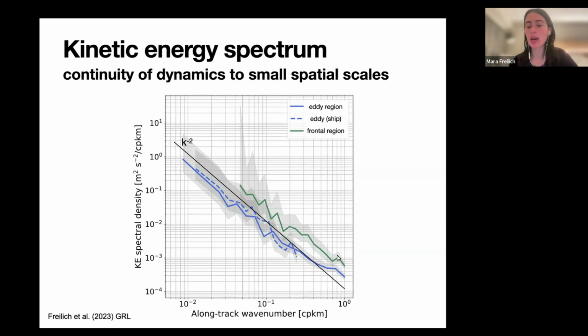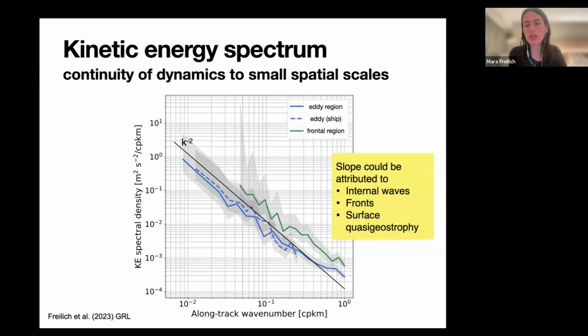And so here I'm showing observations from two field campaigns, one in green in the frontal region that I was just showing you, and then an eddying region in blue, and compared that to the ship that was under the plane. In the eddying region, we have similar spectra at larger scales, but the planes are allowing us to push to smaller spatial scales. And the spectrum here is about a k to the -2, and there are a number of dynamics that could explain a k to the -2 spectral slope. So it could be attributed to internal waves, fronts, or surface quasi-geostrophy.